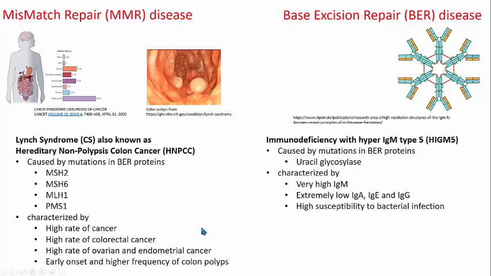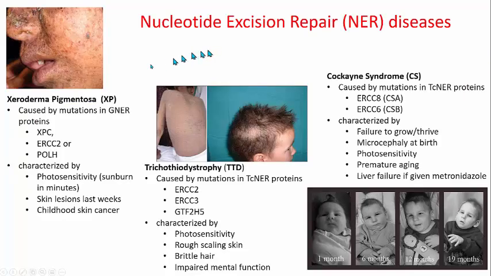So here are the diseases that are caused by faulty mutation repairs. You do not need to know all the proteins in them. That is just so you know. You do need to know the basic characterization of what happens in these diseases and you need to know which repair system is broken. Nucleotide excision repair diseases are xeroderma. This disease is due to a mistake in global nucleotide excision repair. Notice all nucleotide excision repair diseases cause the individual to become highly photosensitive.